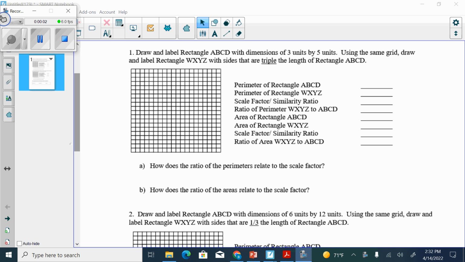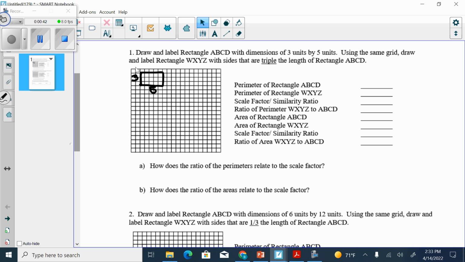How, whenever you change the dimensions of a figure by some scale factor, what that does to the overall area and the overall perimeter of the figure. So on number 1, they tell you that they want you to draw and label rectangle ABCD that has the dimensions of 3 units by 5 units. So inside of here on this coordinate grid, I'm going to draw a 3 by 5 rectangle. Okay, so it's 3 by 5.